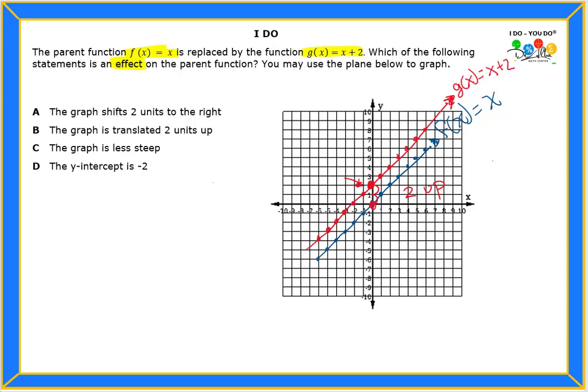Now, if you look at the answer choices, it says the graph shifts 2 units to the right. No, we are not looking at that, right? The graph is translated 2 units up, and that's true. Every point went 2 units up. So that's more than likely our answer. What about letter C? It says the graph is less steep. No, that's exactly the same steepness, so that is not true. The y-intercept, it's a -2. And no, I didn't finish writing it over here. This is the y-intercept, and it's a +2. So the answer will be letter B, right?